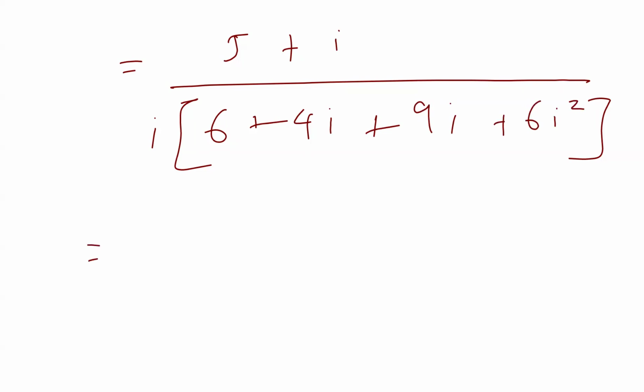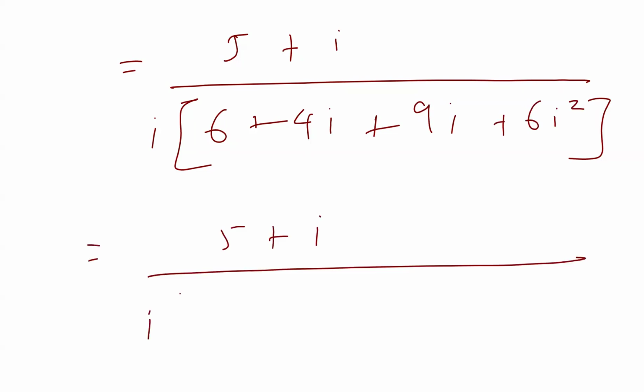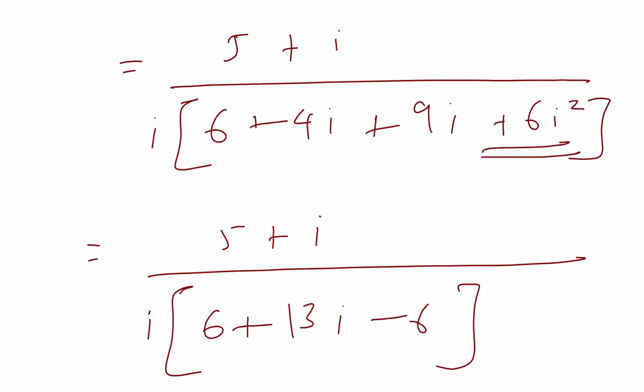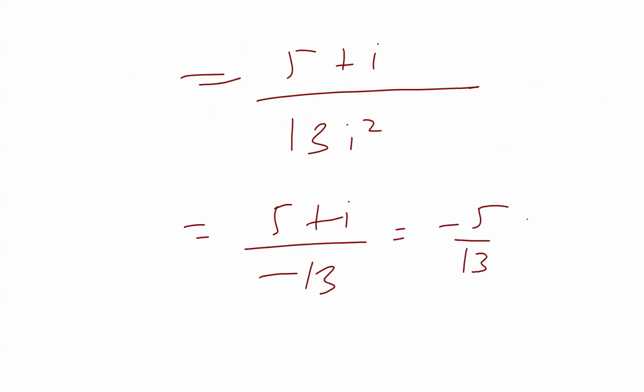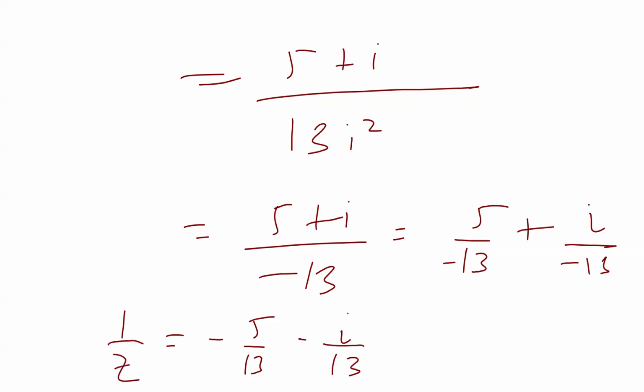plus 9i plus 6i square). Now i square being minus 1, so this will be 6 plus 13i minus 6. So 6 and minus 6 is gone. So this is going to be (5 plus i) upon 13 i square. i square is minus 1, so this is going to be minus 13. So minus 5 by 13 minus i by 13. So this is the value of 1 upon z, the real part as well as the imaginary part. Okay.